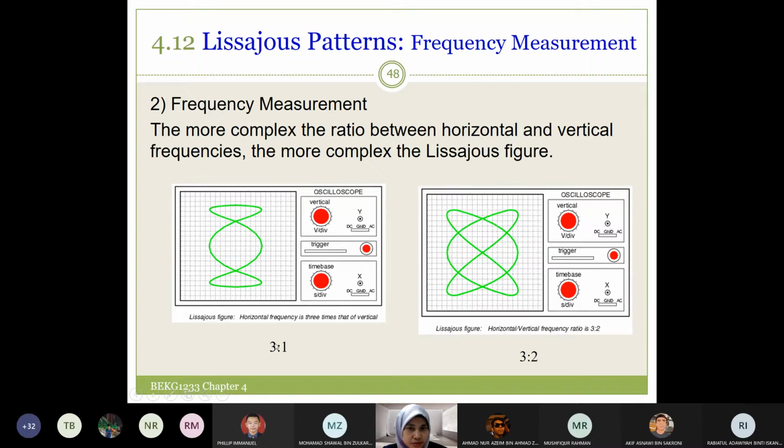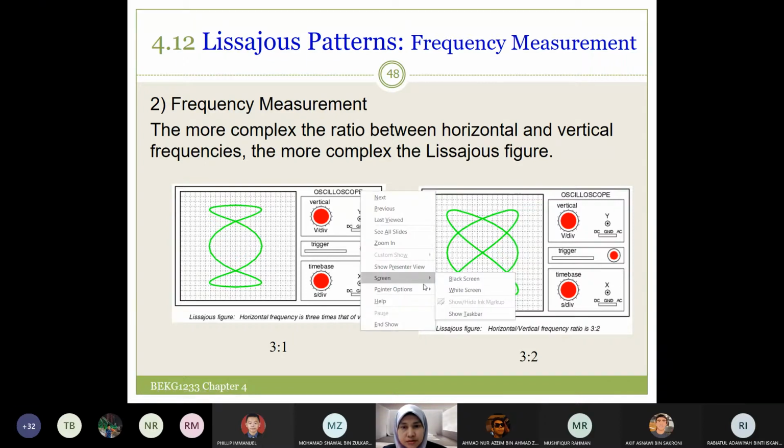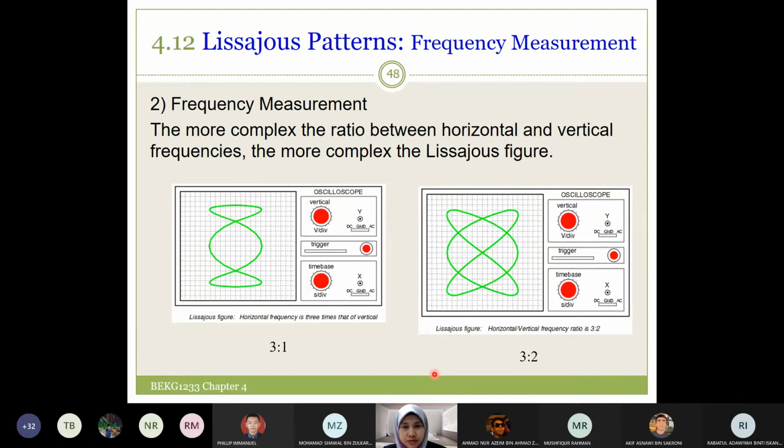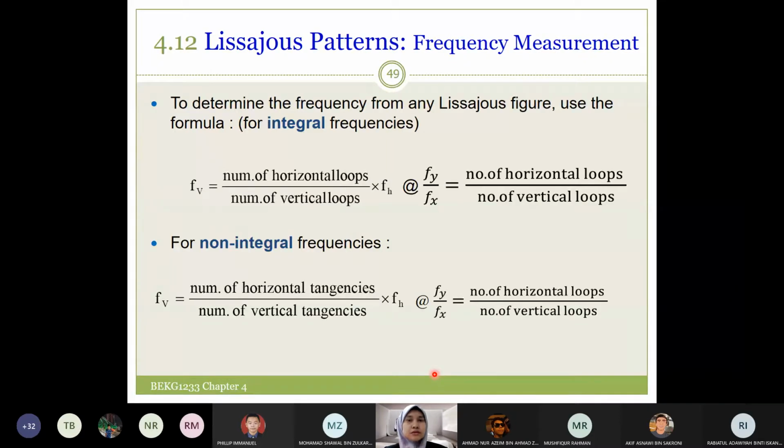For example, the ratio of horizontal and vertical here is 3 to 1. Here, the ratio of horizontal to vertical is 3, because of 3 loops here with 2. Okay, 1 and 2. Class, can you understand? It's going to take some time. Confused?